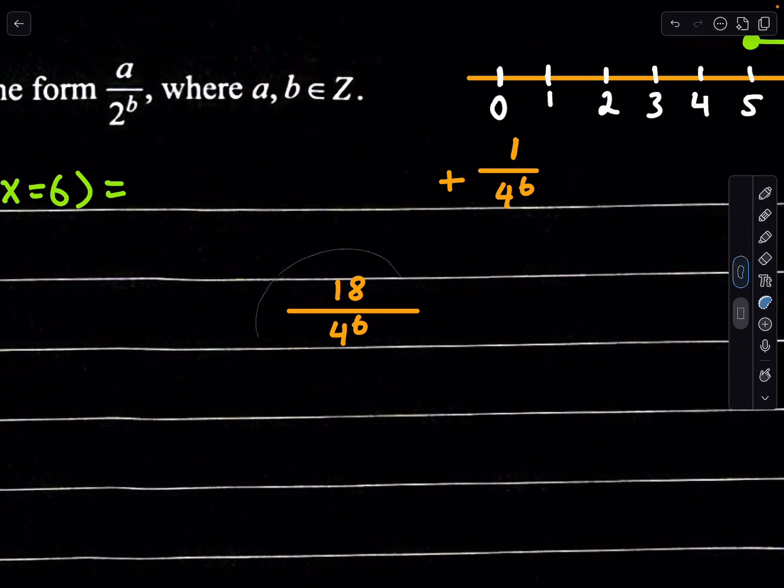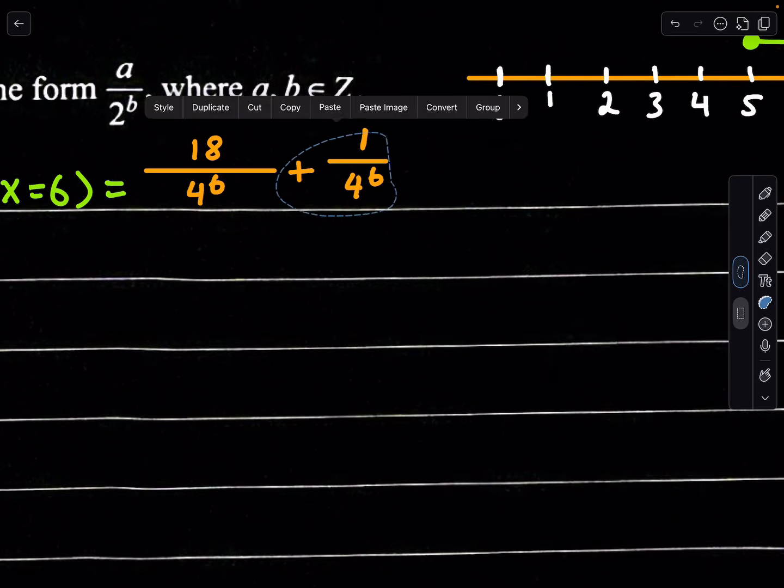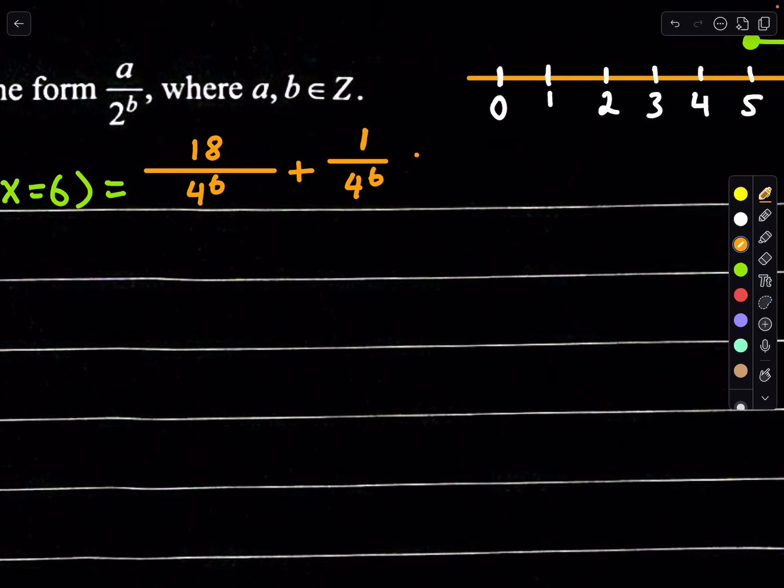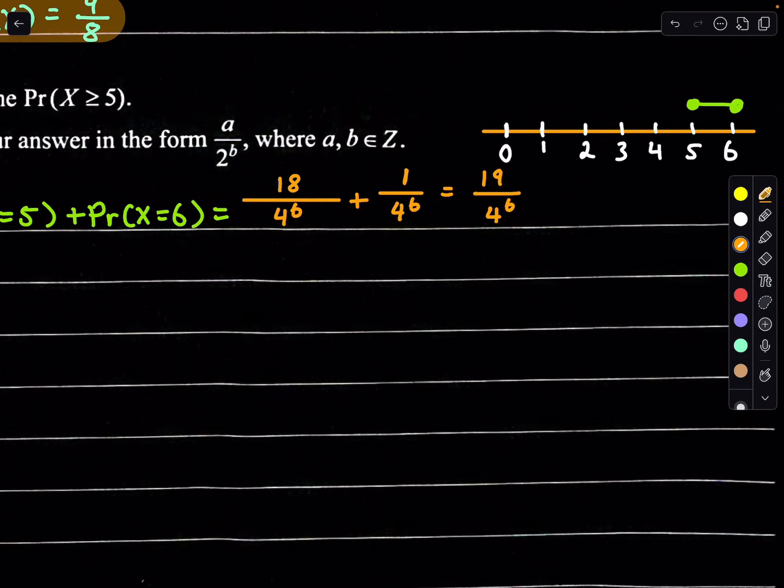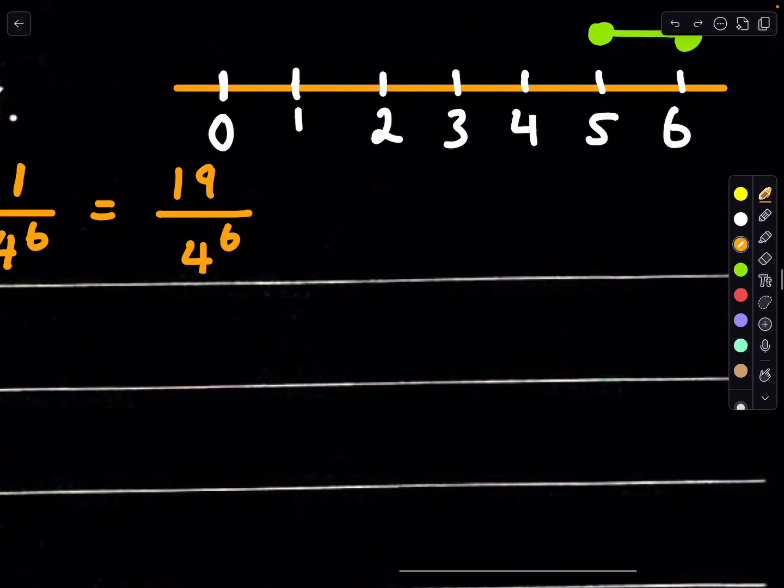And what we're doing here is taking that and adding it with this. Can you see how they have the same denominator? So we can add their tops. So it'll be 19 over 4 to the power of 6. Of course, that's not your final answer because you need to get it as 2 to the power of b. And that's actually easy. For the 4 to the power of 6, this bottom part, we need to convert it in terms of 2. Can we say 4, yeah?